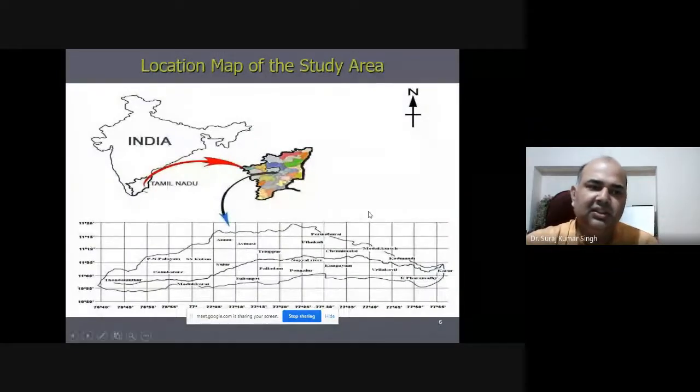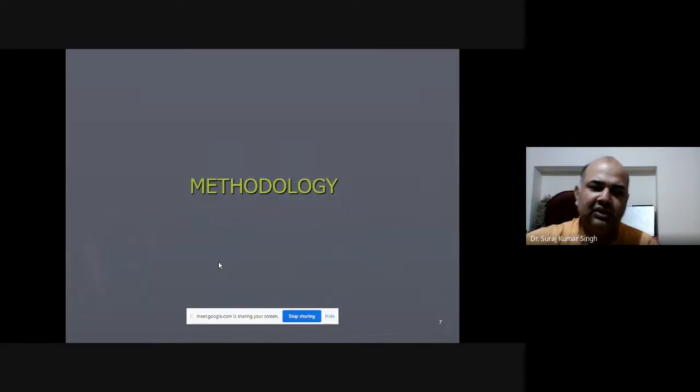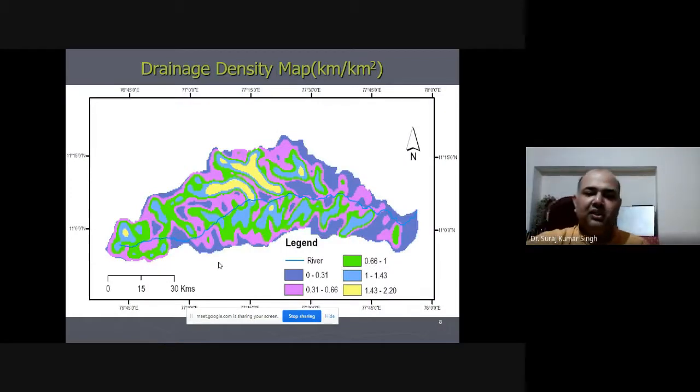You will see the location map of the area where we have taken the study, and we are showing the area with its watershed boundary. This is the geographical latitude and longitude of that area, and we'll be using remote sensing and GIS for identification of groundwater recharge. First, we'll identify all the drainages flowing in that area, whether minor or major.